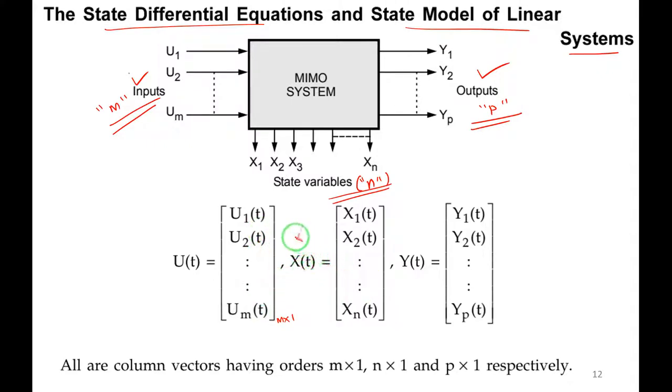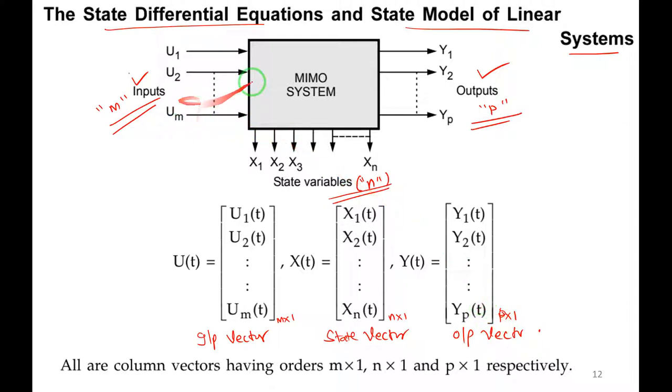And if I take the state vector, that is x1 of t, x2 of t and till xn of t, n cross 1 is the order: n number of rows and only one column. And if I consider the output vector, y1 of t, y2 of t and yp of t, it is p cross 1. So this we call the input vector, this is the state vector, and this is the output vector. I have written the orders, m cross 1, n cross 1 and p cross 1 respectively.